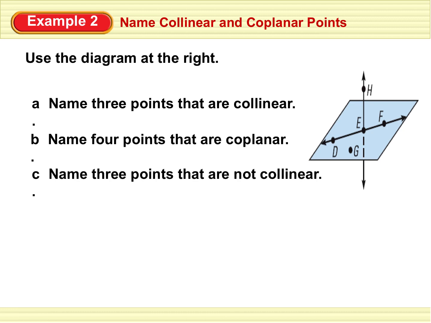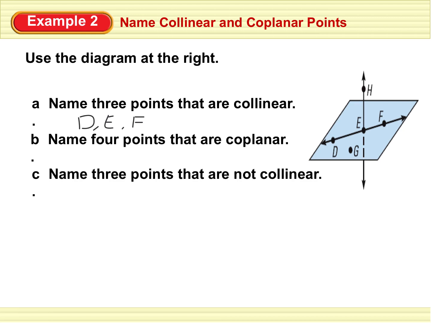So looking at A, we want to name 3 points that are collinear. What are 3 points that are on the same line? D, E, and F are all on the same line. Is G collinear with D, E, and F? No. Why? Because it's not on the same line. G is on the same plane, but not the same line.